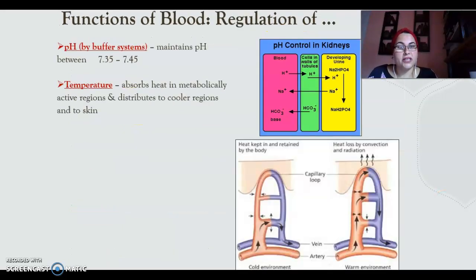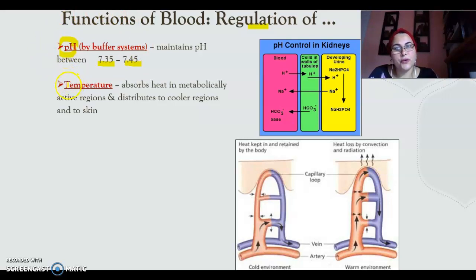So this is regarding transportation, but this is not the only function of blood. What else? Regulation of pH. It's very important to maintain pH of blood between 7.35 and 7.45, and we'll have a whole chapter later this semester in which we'll learn in detail about pH and how we control it.